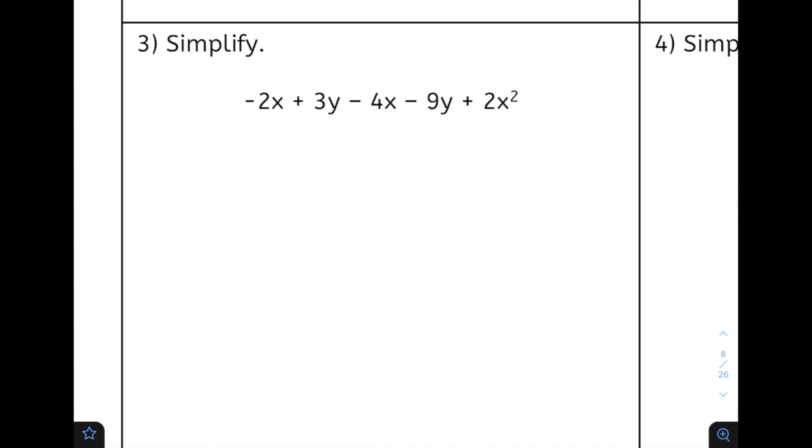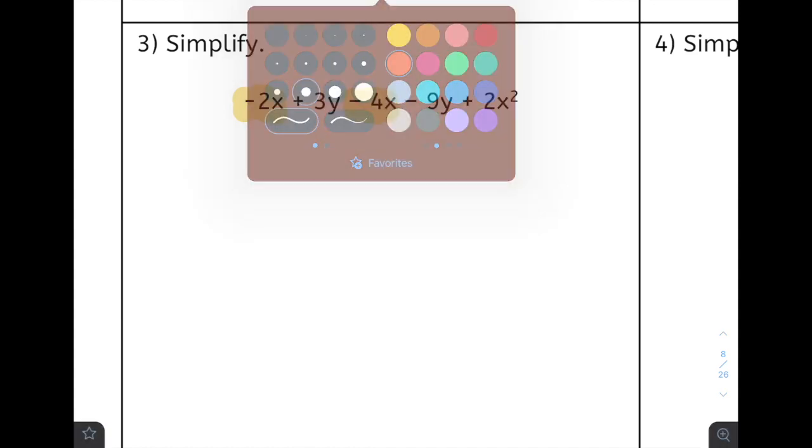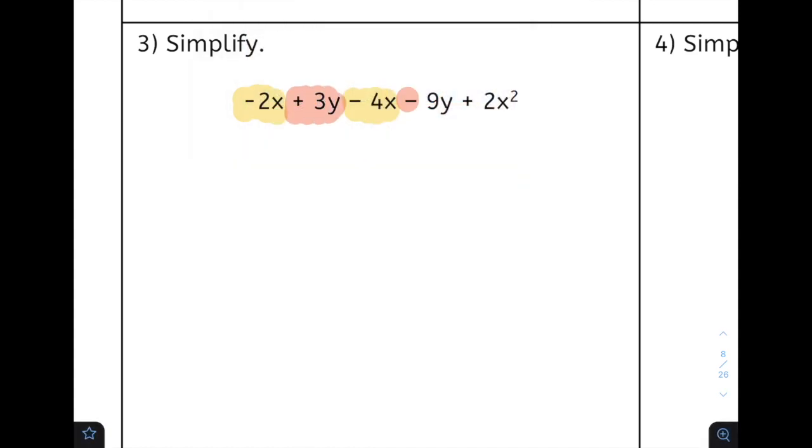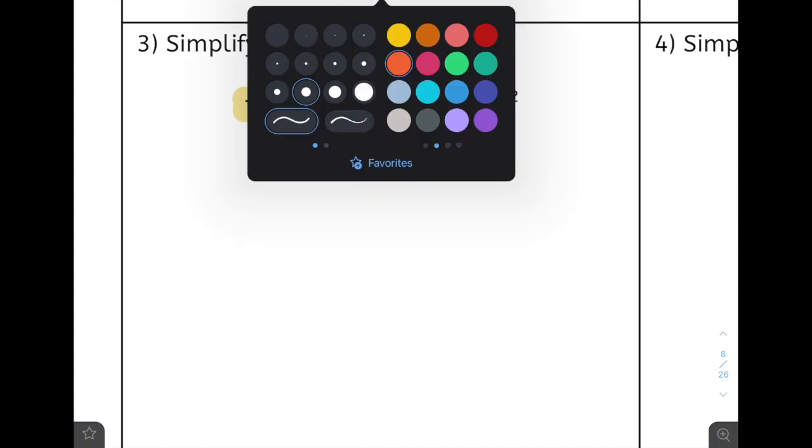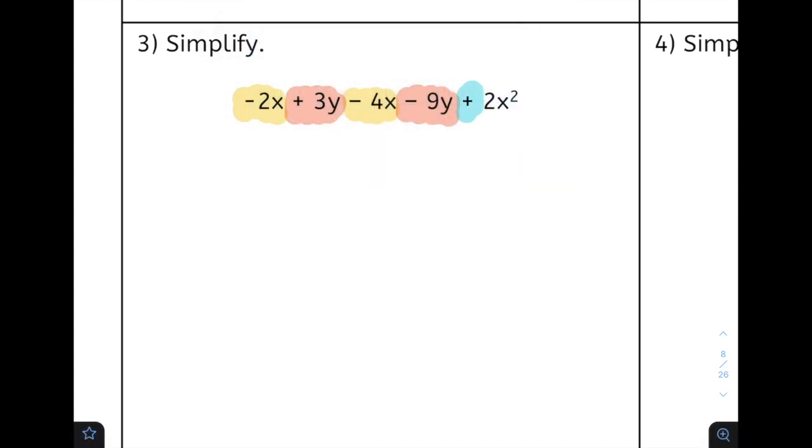So here we actually have 3 different like terms. We have x, we have our y, positive 3y, negative 9y, and then the last like term is positive 2x squared. Now here we don't have another positive 2x squared, but it can't be combined with either of these, so it is a loner by itself, but we're going to hold on to the 2x squared.